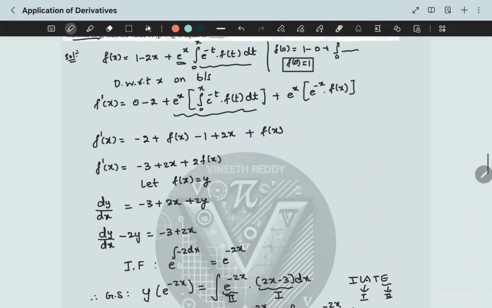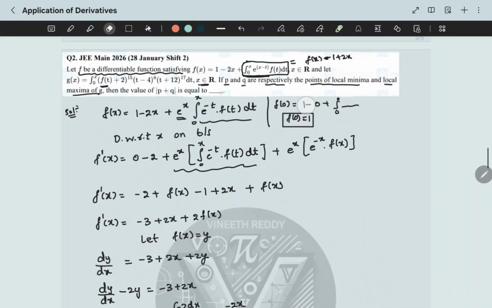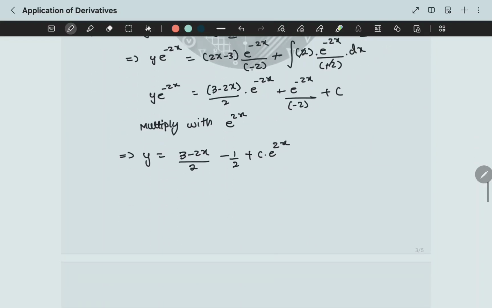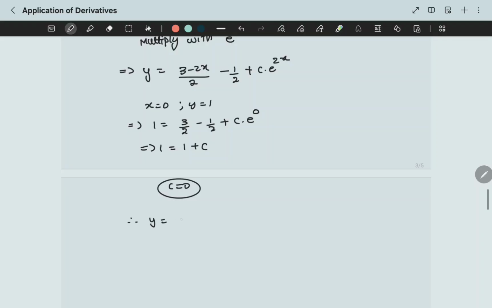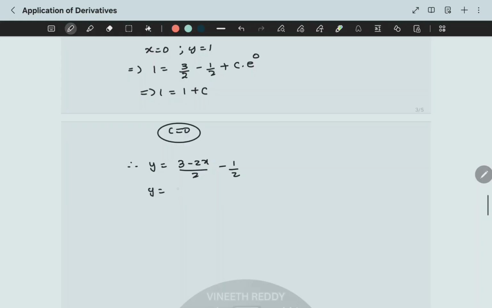Now I think the boundary condition is given. So yeah, I think we are done. Replace x with 0, we get f(0) is equal to 1 - 0 + integral from 0 to 0. f(0) should be equal to 1. That means when x is equal to 0, y is equal to 1. So 1 is equal to 3/2 - 1/2 + c into e^0, which is 1. So we get 1 is equal to (3 - 1)/2, which is 1. Therefore c is equal to 0. That means y is equal to (3 - 2x)/2 - 1/2. If I simplify it further, 3/2 - 1/2 is 1, so 1 - x. That means f(x) is equal to 1 - x. This is the given function.